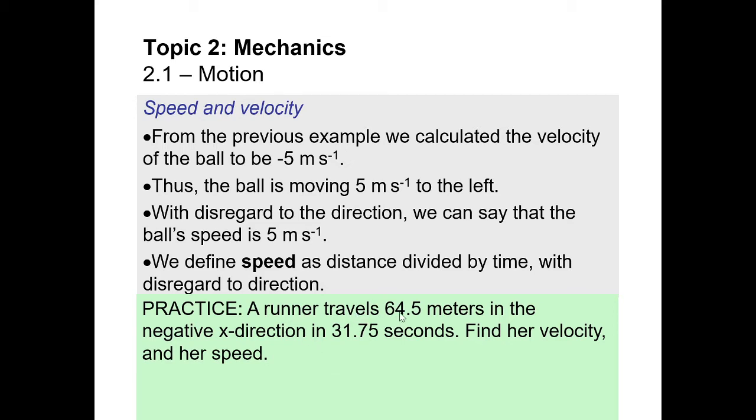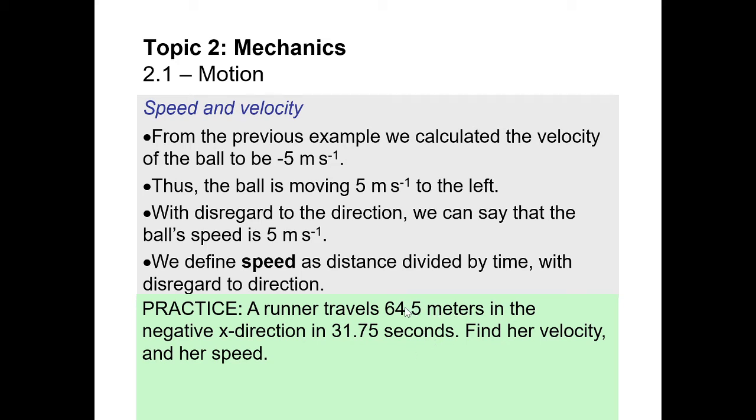A runner travels 64.5 meters in the negative x direction in 31.75 seconds. Find her velocity and her speed. So again, in this case, they're running in a line, so your displacement and your distance will have the same magnitude. All right, so for distance, you're going to do 64.5 meters, divide that by the time of 31.75 seconds, and you're going to get the speed.